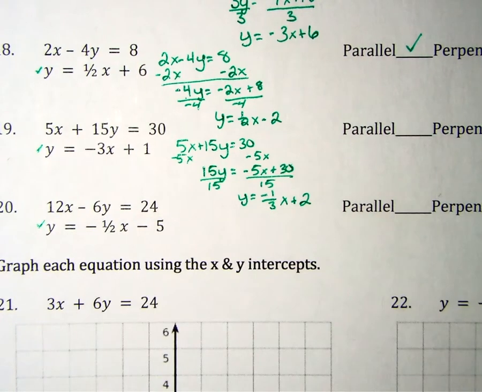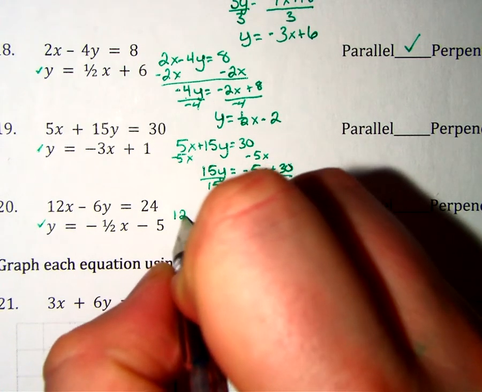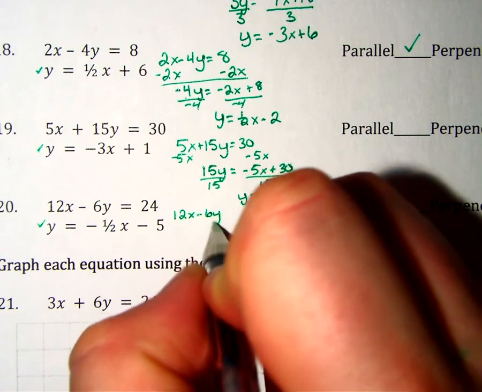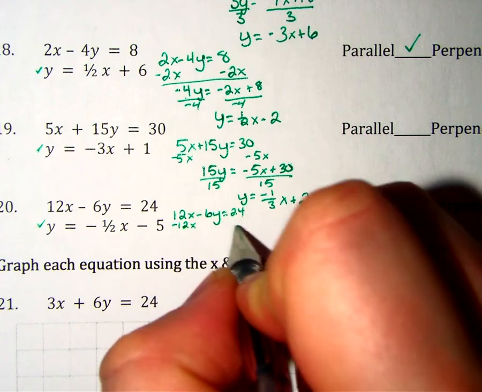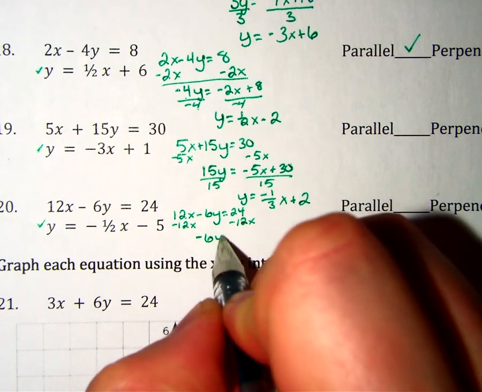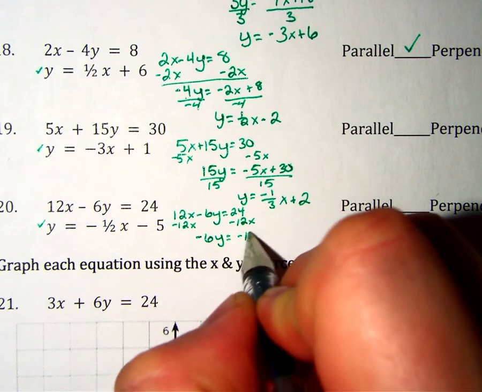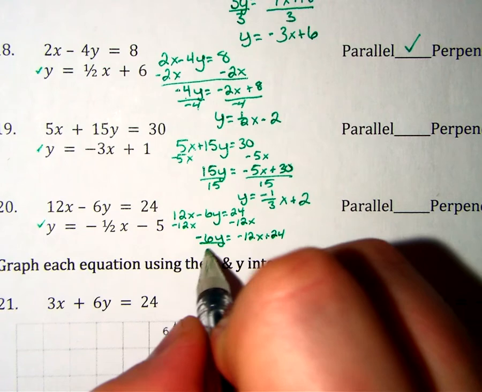In problem 20, we have one equation already in slope-intercept form. So again, I'm going to deal with the one that's not. 12x minus 6y equals 24. Well, we'll subtract 12x from both sides. So negative 6y is equal to negative 12x plus 24. And we'll divide by negative 6.